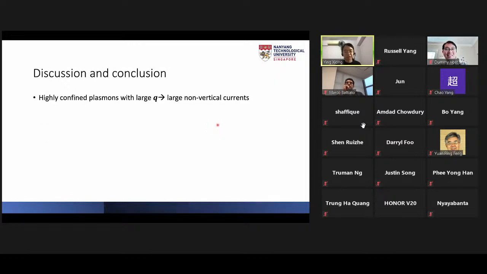Finally, I will give some estimate for the magnitude of the linear injection current in graphene. Previous study has shown that graphene can host highly confined plasmons with very large plasmon wave vector Q, and this can lead to large non-vertical currents, non-vertical injection as well as circular shift current. For the case of linear injection current, we find that for relaxation time of 1 to 10 femtoseconds, the Fermi surface resonant linear injection current can reach the order of magnitude 1 to 10 nanoampere per micron.